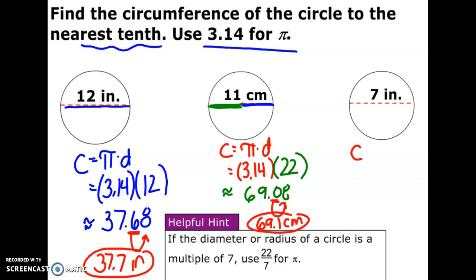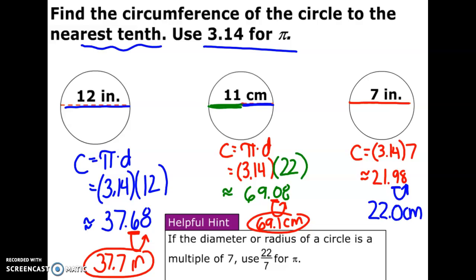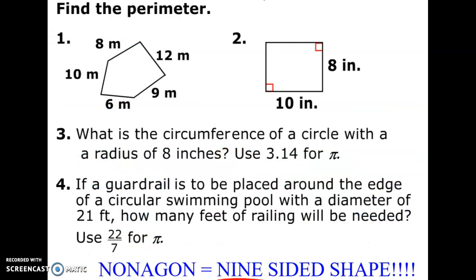Our last one right here, we have 3.14. They've already told us the whole distance across is 7. So 3 and 14/100ths times 7 would give me about 21 and 98/100ths. Once again, rounding to the nearest tenth, my 9 is the tenths spot. I'm either going to keep it at 9 or move it up. If I look next door, that 8 tells me to bump it up. So 21 and 9/10ths would round up to 22 even. 22, whoops, sorry, not centimeters, 22 inches.